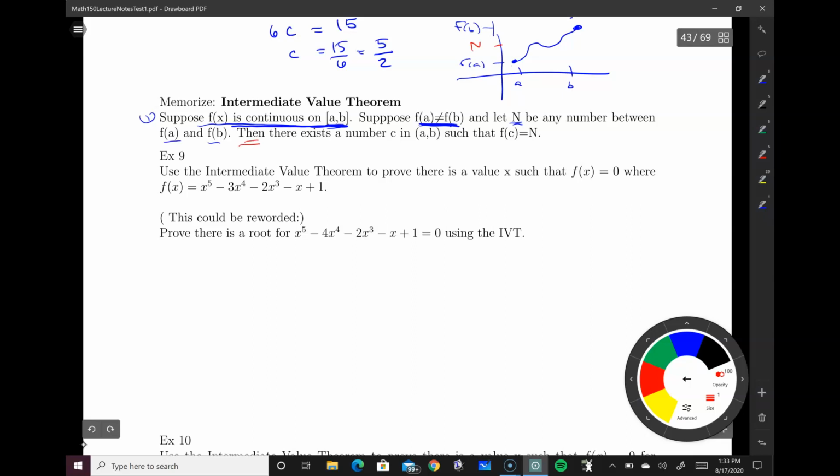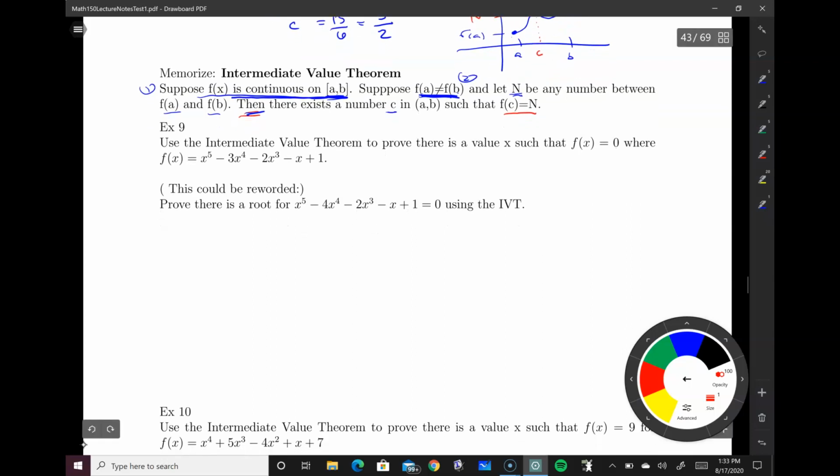As long as I have these two criteria, the second criteria being that these are not equal and there's an n between them, then there is a number c in between a and b so that f of c is n. So think about that. Doesn't that mean there's a c here so that its y value is n? Yes. Okay, so how do we apply this?